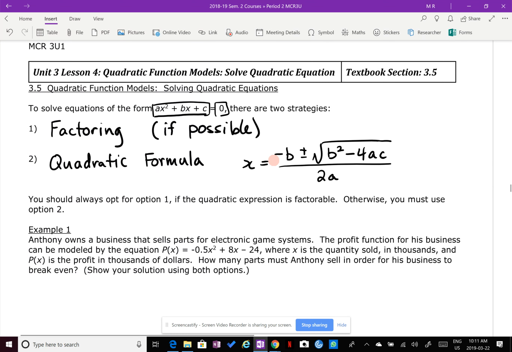Okay, so you'd always use option 1. You should always be factoring, if the expression is factorable, usually it's faster. Otherwise, you can use the quadratic formula. The quadratic formula should work in all cases.